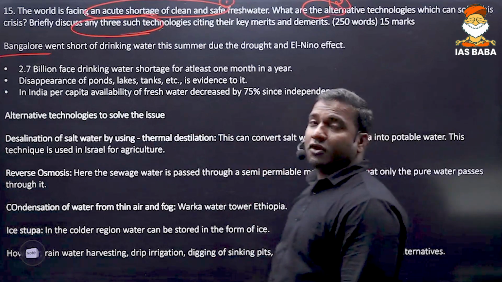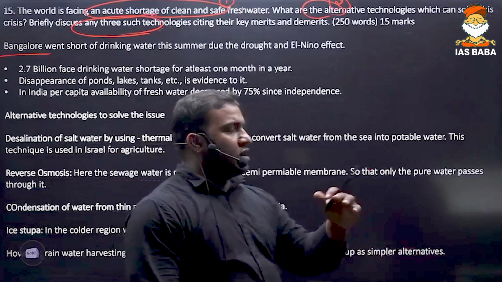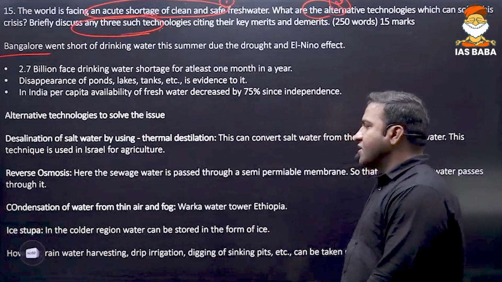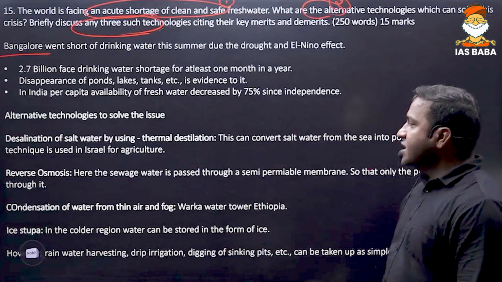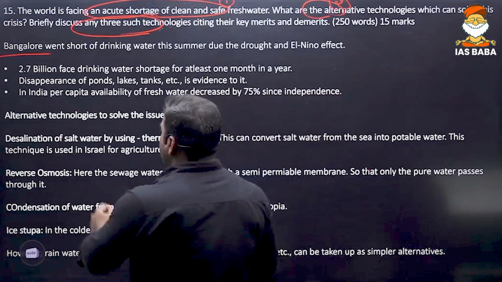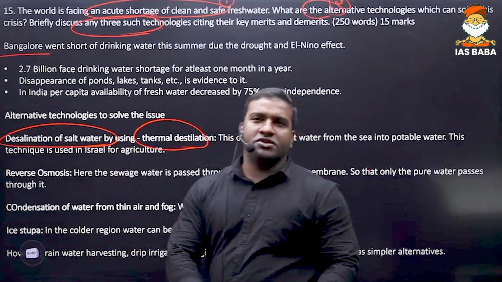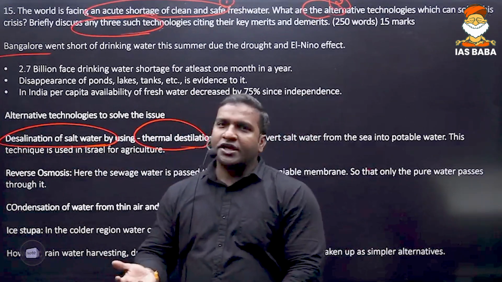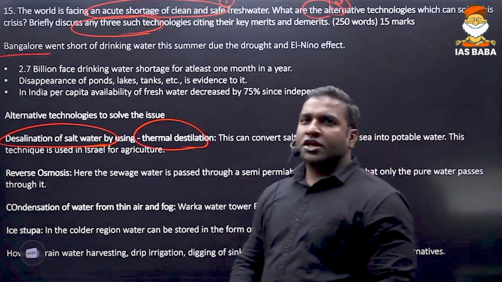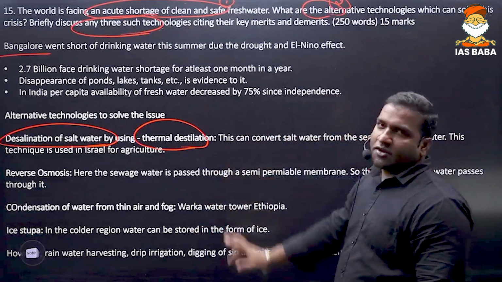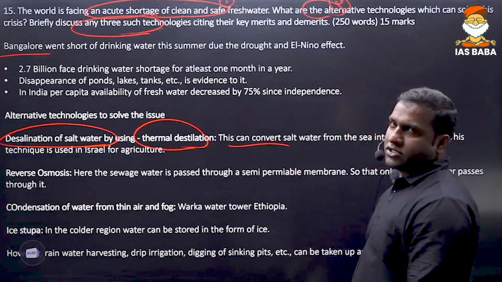Yes, likewise. Now, alternative solution to solve this. Okay, friends, when you give alternative solutions, don't give simple technologies like, तो आप के drip irrigation, rainwater harvesting वगैरह. So that you can put in the conclusion. To give proper technologies, first, desalinization of salt water, by using thermal distillation. Thermal distillation means take salt water, heat it, let the water vapor evaporate, the salt will be left behind, and absorb or condense the evaporating water. That's desalinization. This is used by Israel for agriculture.